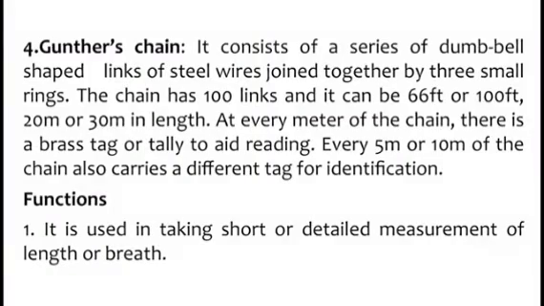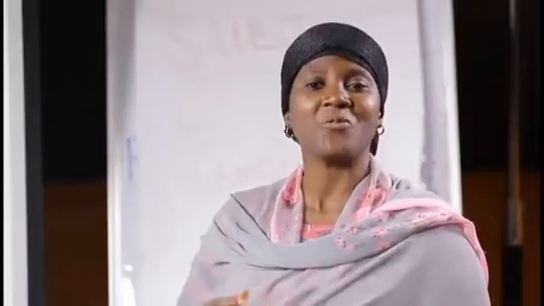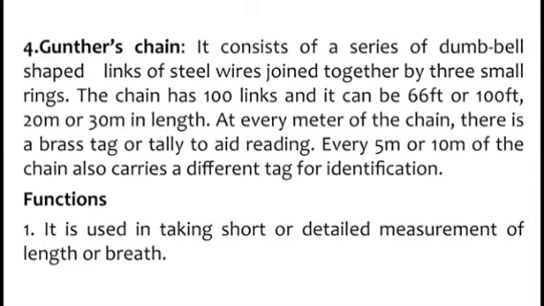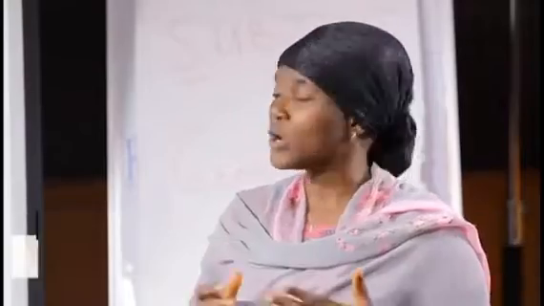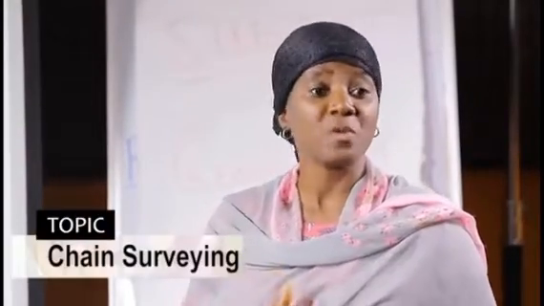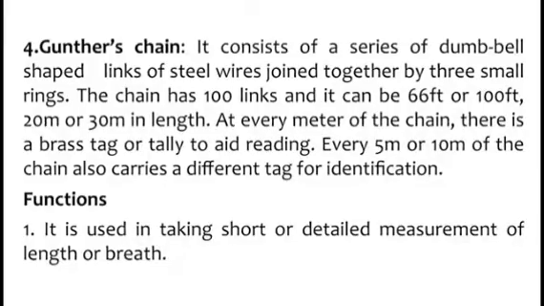Number 4, we have the Gunter's chain. Now, when you keep on saying chain, we're referring to the Gunter's chain. What is this Gunter's chain? It consists of a series of dumbbell-shaped links of steel wires joined together by 3 small rings. The chain has 100 links, and it can be 66 feet or 100 feet long, or 20 meters or 30 meters in length. So if you're taking your measurements in feet, it is either a 66 feet Gunter's chain or a 100 feet Gunter's chain, or if your measurements are in meters, you have a 20 meters or 30 meters Gunter's chain. At every meter of the chain, there is a brass tag or tally to aid reading.